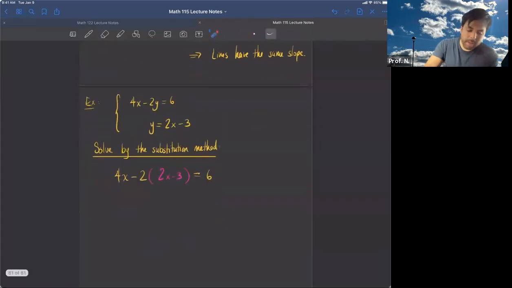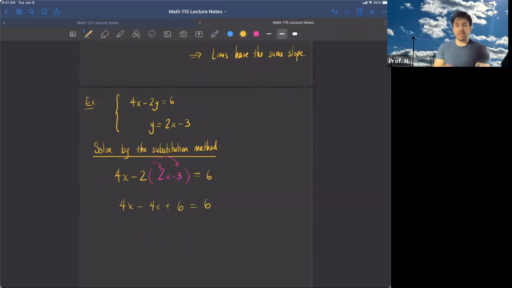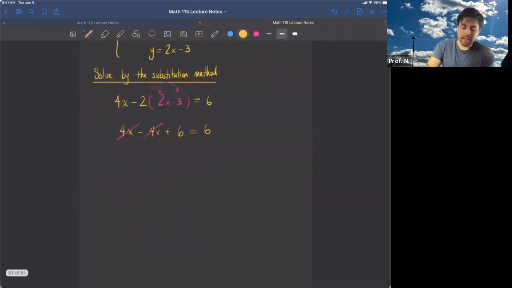And when I plug it in, what happens? Distribute, and I get 4x minus 4x plus 6 equals 6. Okay, so I get this thing. What happens here? The x's cancel again, but what happens this time? I get a true statement. 6 does equal 6, but I don't get what x is, and I don't get what y is.